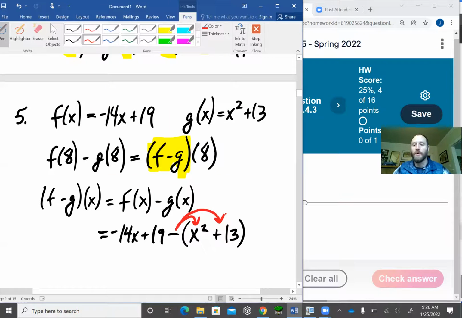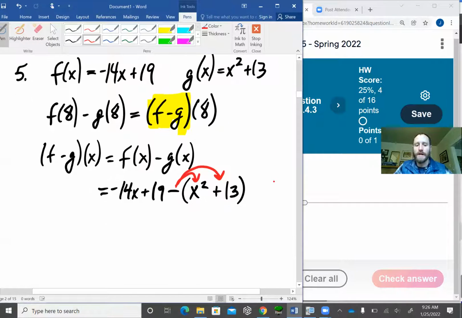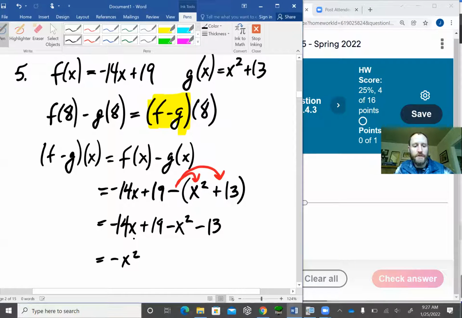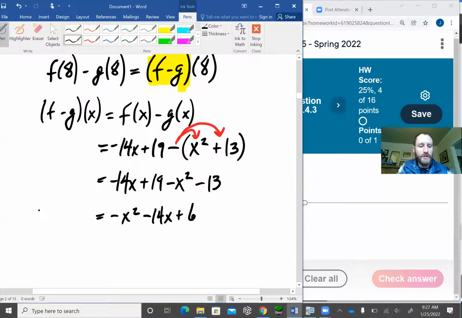Okay, so don't be one of those people that doesn't put the parentheses around the g of x formula and then doesn't distribute the minus sign. Okay, so now I've got negative 14x plus 19 minus x squared minus 13, right? If you don't use the parentheses, you end up with a plus 13, and that throws your answer off. So my new formula, let me put the negative x squared first, then minus 14x, plus 19 minus 13 would be plus 6. Okay, so that's your f minus g of x.